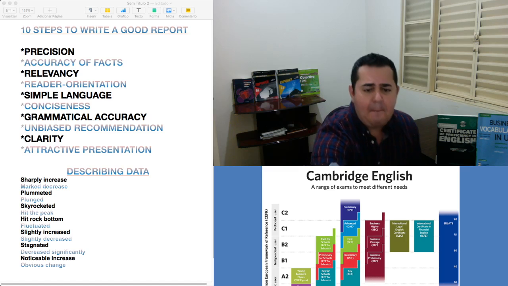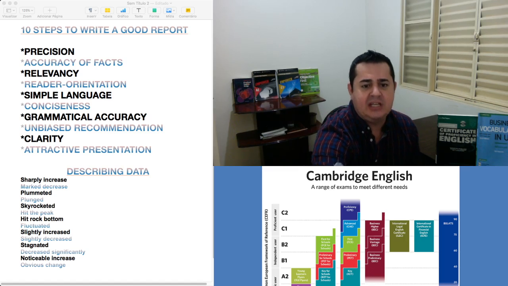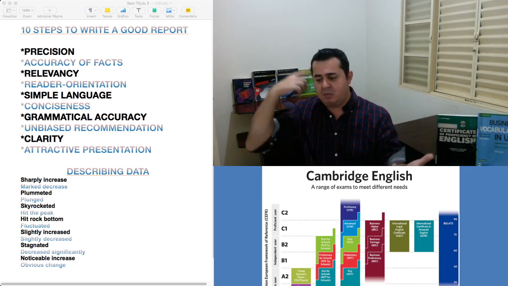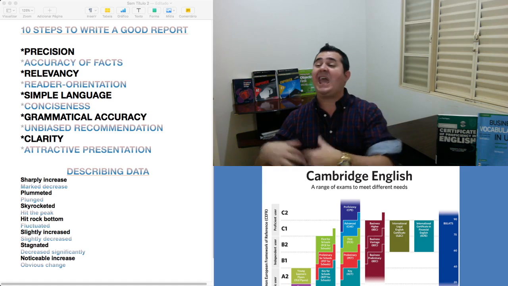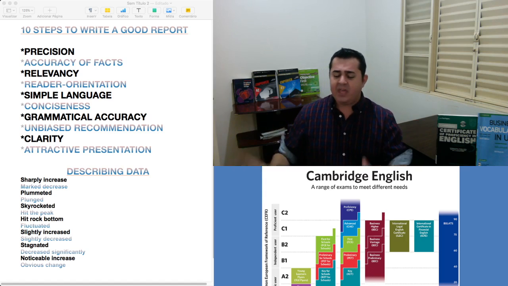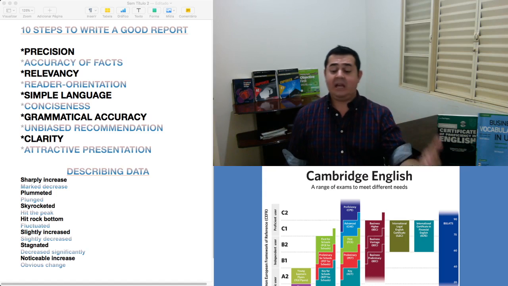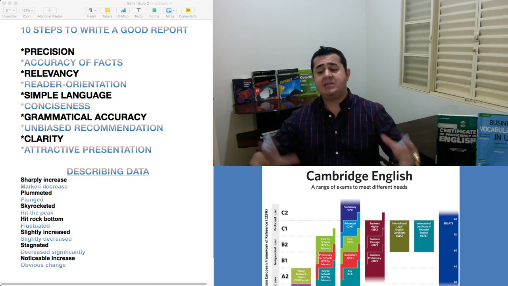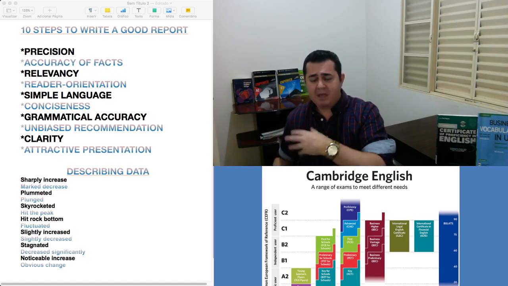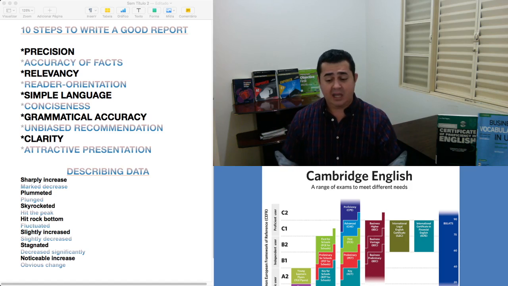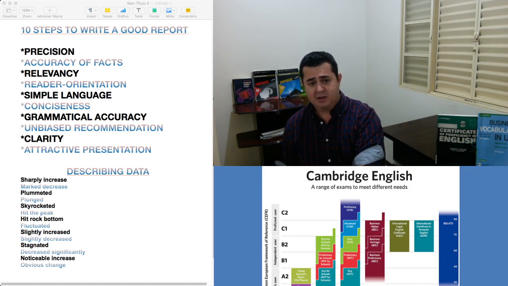Number 8, unbiased recommendation. Obviously, the recommendation usually makes an effect on the reader's mind, and it usually comes at the end, like in the last paragraph. So, if everything you said in the report was very clear and objective, 99% of readers will come to the same conclusion. What I mean by that is that you should be unbiased, because everybody will reach the same conclusion.